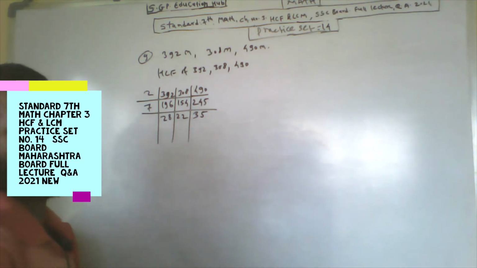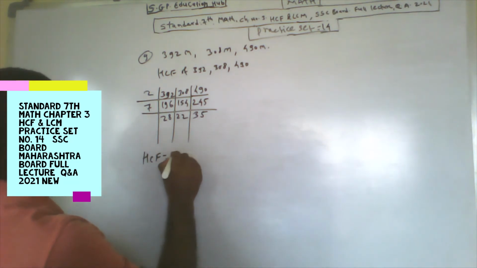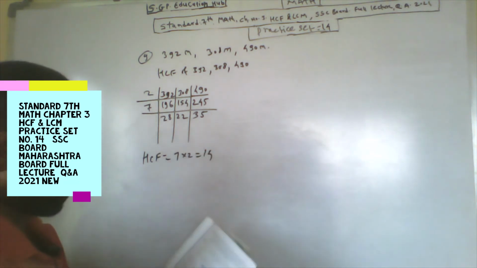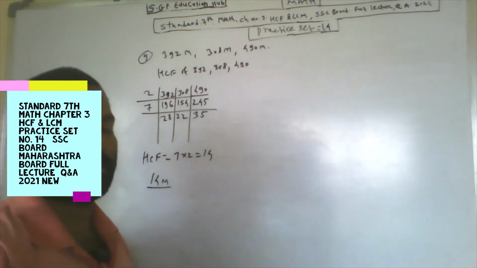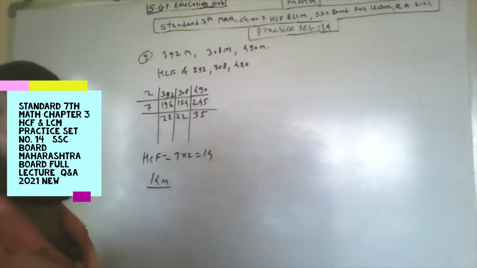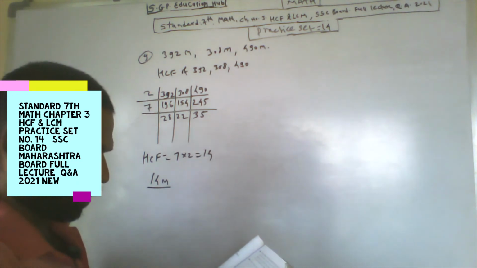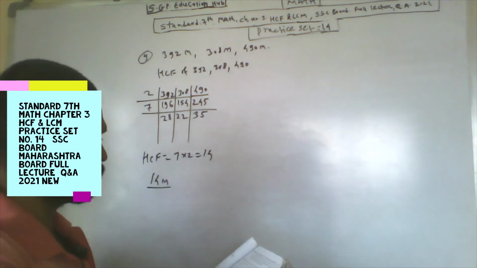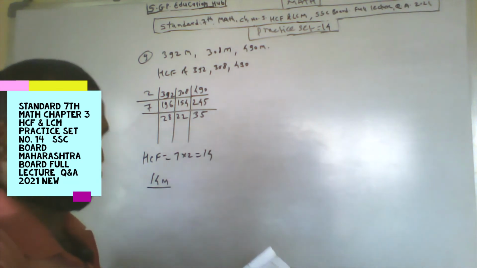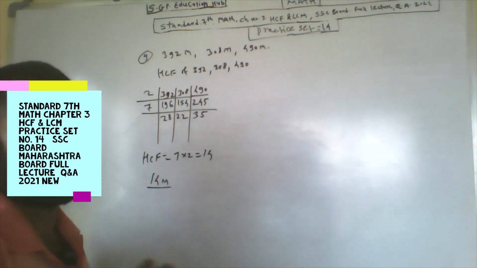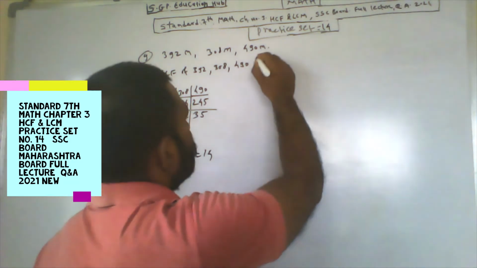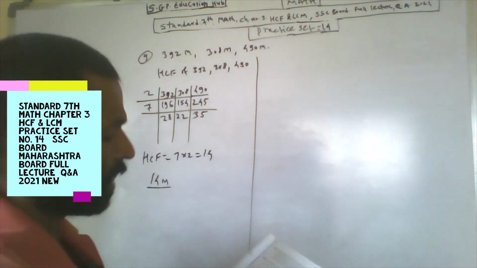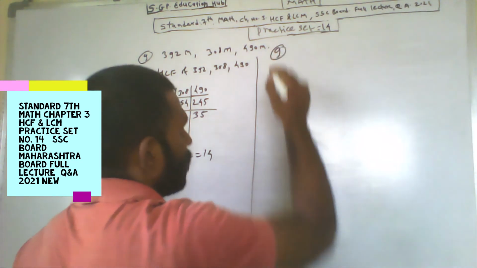Now these three numbers can't be divided by any other same number, so HCF is 7 into 2, which is 14. So the 14 meter piece is the greatest length into which the string can be cut without any leftover. All 3 bundles can be cut into 14 meter pieces.